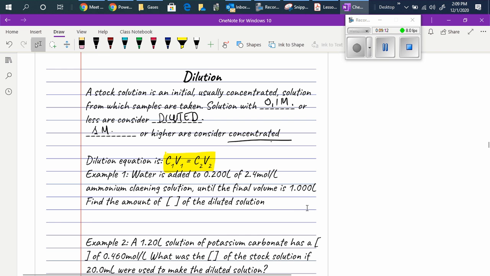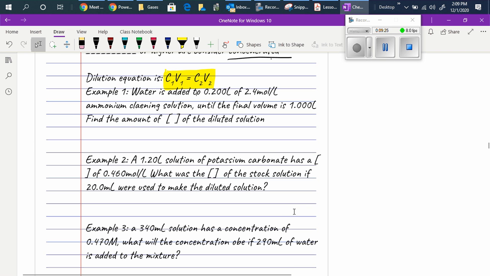Let's see some examples here when we are working with dilution. So water is added to 0.200 liters of 2.4 moles per liter molarity ammonium cleaning solution until the final volume is 1.0 liter. Find the concentration of the diluted solution. So what is the concentration of the second one?